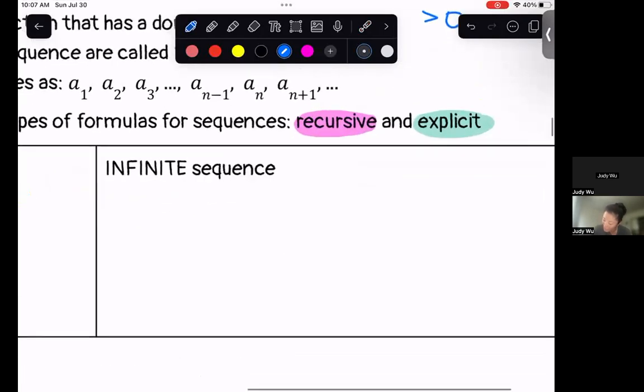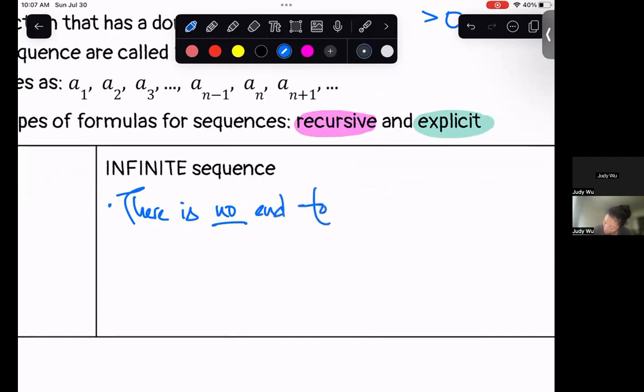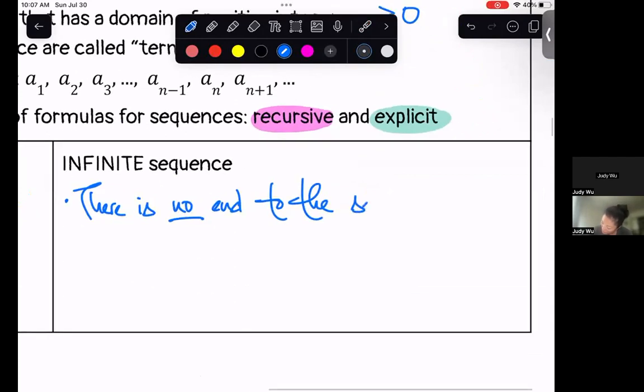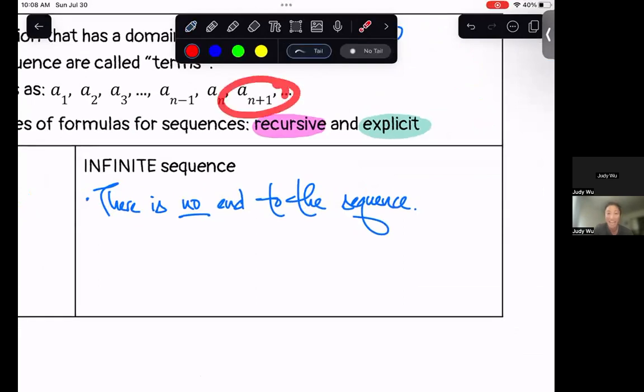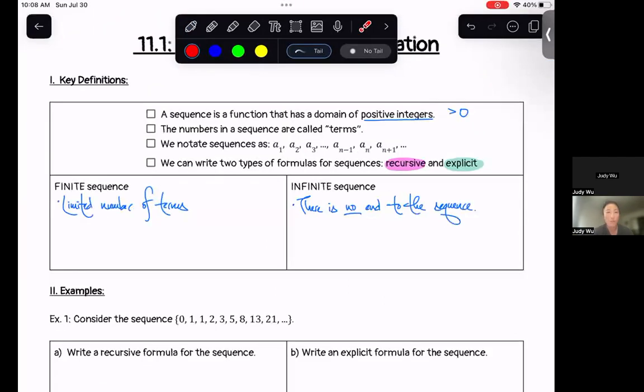In contrast, in an infinite sequence, there is no end to the sequence. In fact, the sequence keeps going on forever and ever and ever. So we don't ever reach the end. It just kind of keeps going. So we've got a few vocabulary terms again here: what a sequence is, what a term is, how we annotate it, and writing two different types of formulas, the recursive and the explicit. So let's go ahead and get started with an example.